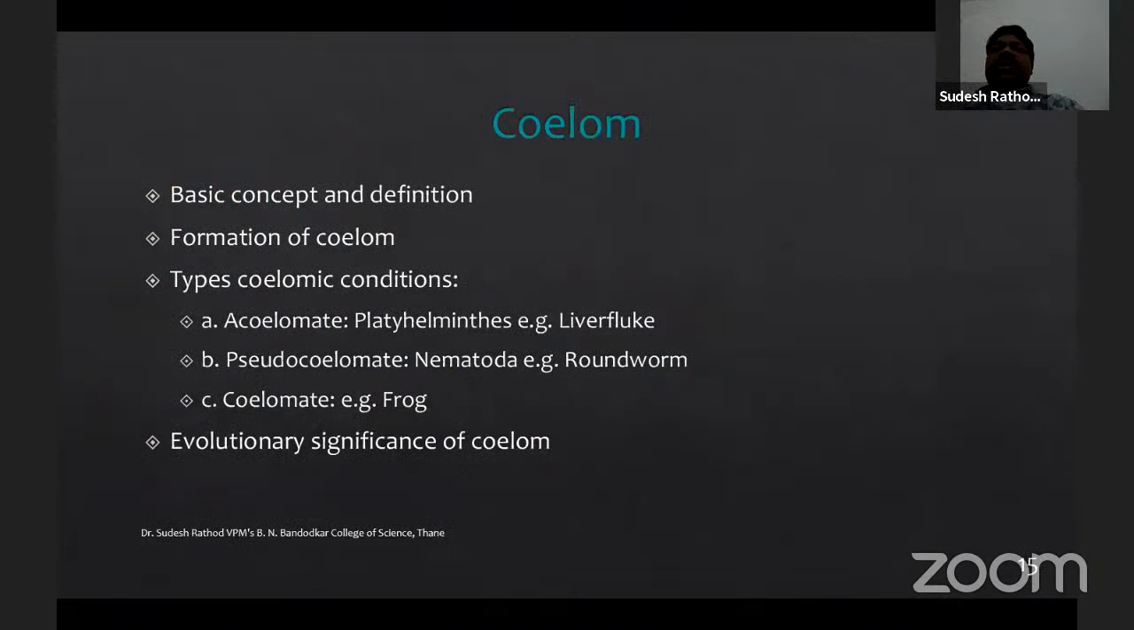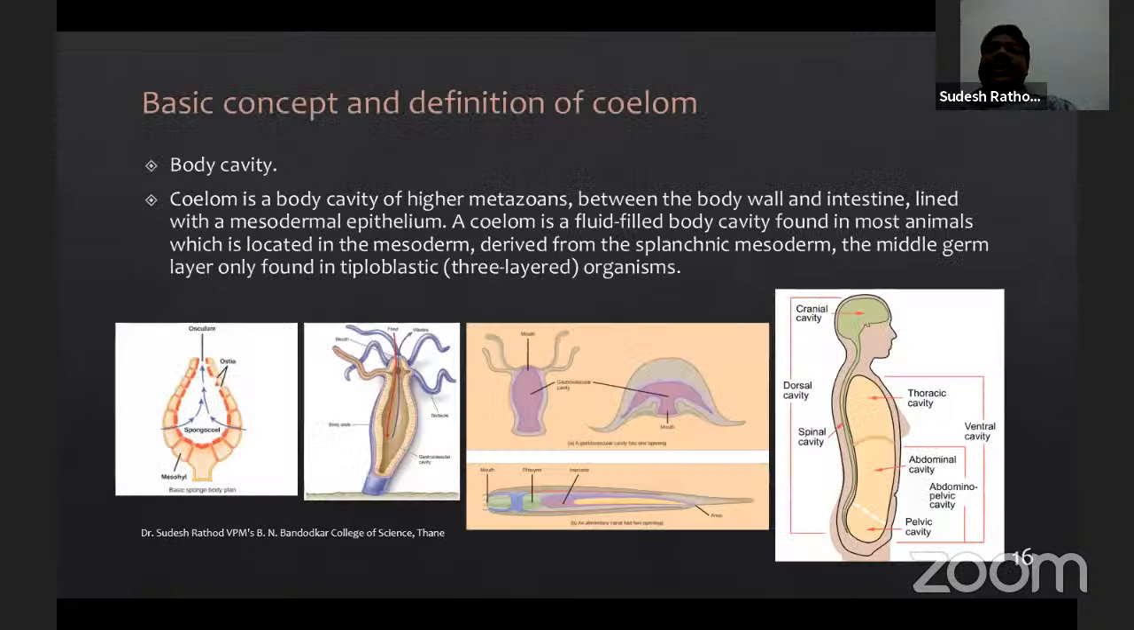Now, coelom: the basic concept, then formation of coelom and types of coelom. Next slide. Now, if I talk about sponges, they look like a blastocyst. This is a very primitive type of coelomic cavity. Actually, it is not a coelomic cavity. It is the body cavity of the sponge, called the spongocoel.